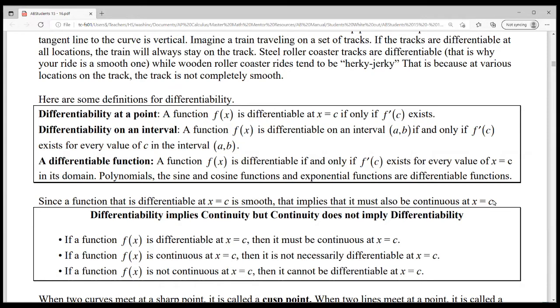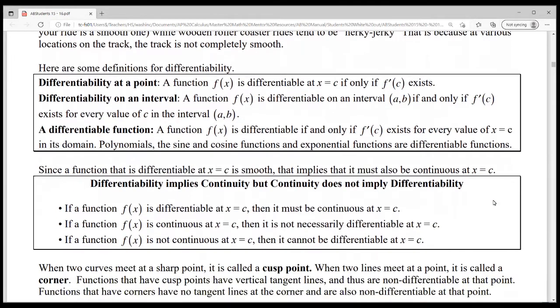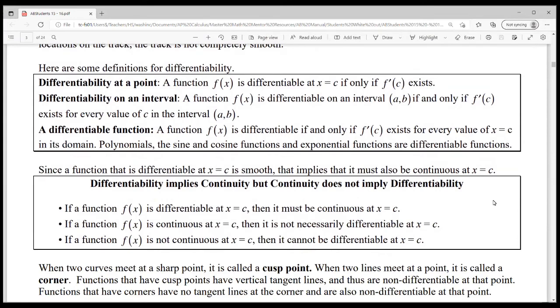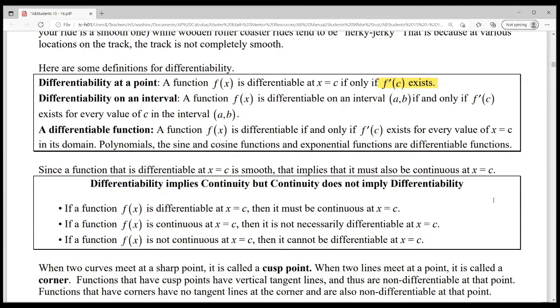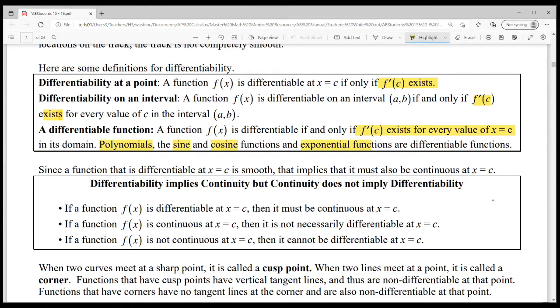Here are some definitions for differentiability. A function is differentiable at a point c if f prime of c exists. A function is differentiable on an interval a to b if f prime of c exists for every value on that same interval. There are some functions that are differentiable everywhere. Polynomials, sine, cosine, and exponentials are differentiable functions because they're differentiable at every single x value.